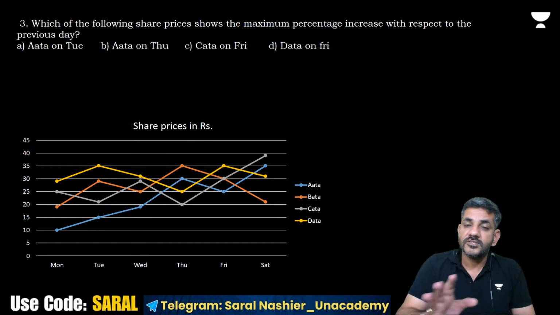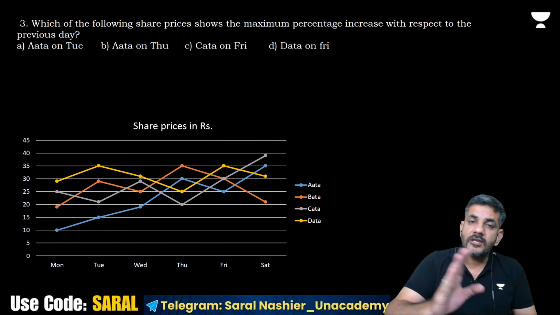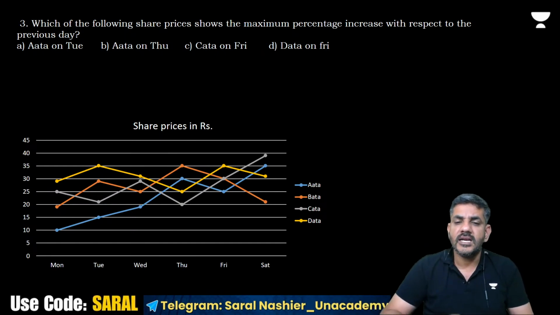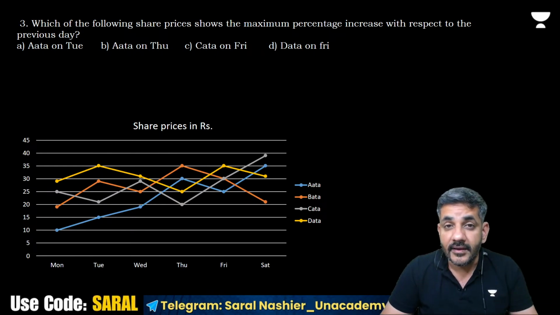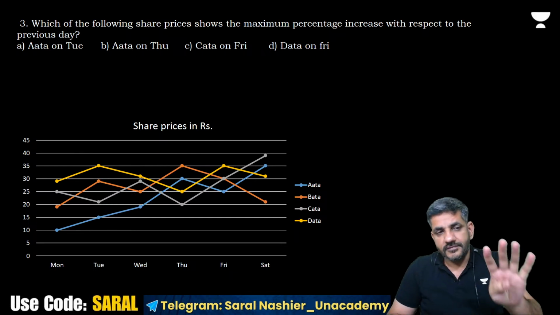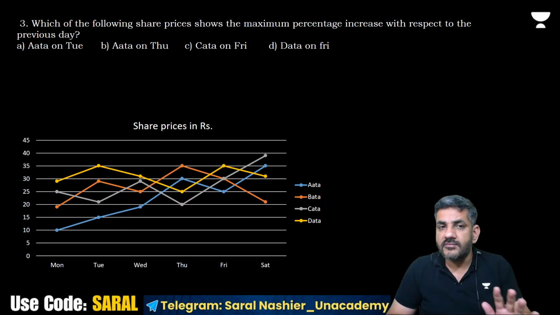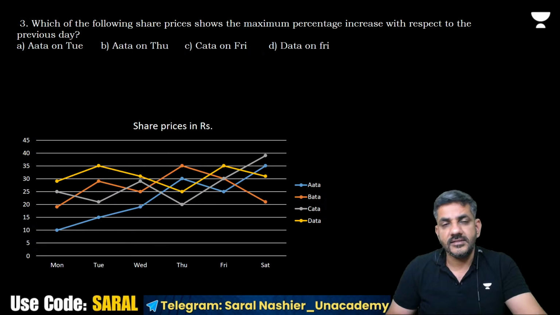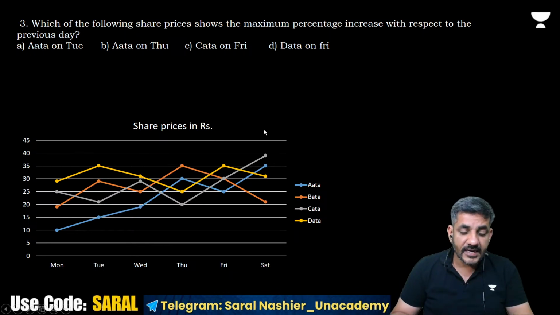So there are 5 such values for A, 5 such values for B, 5 for C, 5 for D. That will make the total number of values as 20. I'm not going to calculate 20 values here, of course, right? So if there are 4 options, let's try them one by one and see which one among them is the highest. So let's try them now.